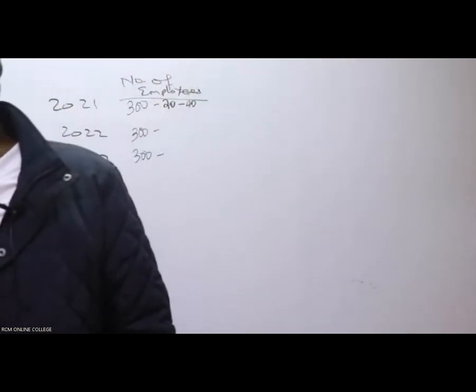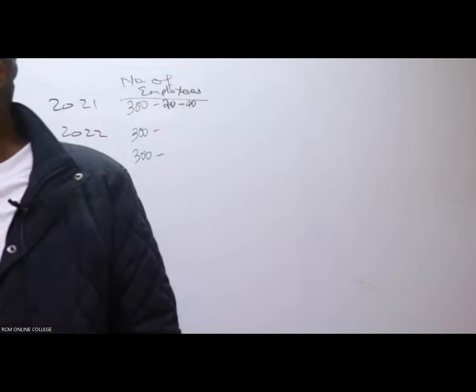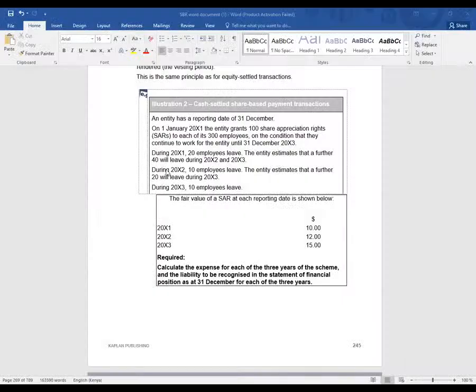So 2022, what do we have here in 2022? We are beginning with 300, remember. But you're told that during 2022, 10 employees are leaving. And then the entity estimates that a further 20 will leave in 2023. But remember, these are 10 employees leaving in 22, and the 20 will leave in 23. But you see, we want the total number of employees who will leave in 3 years.